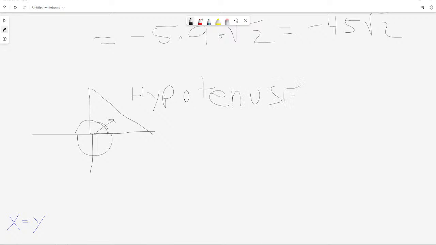Hypotenuse. The other two sides are called legs. So this is a leg, this is a leg.